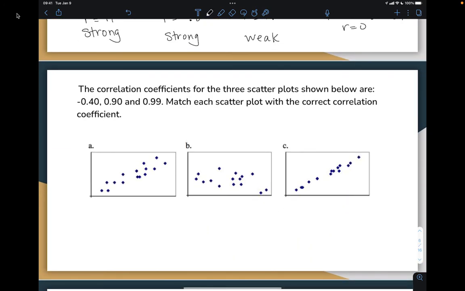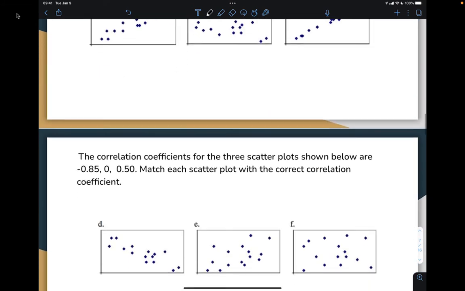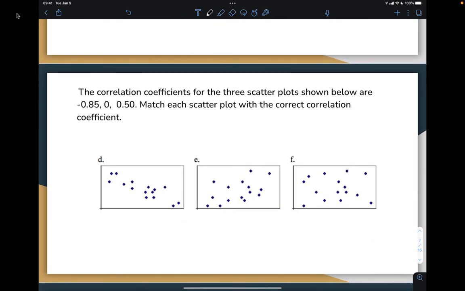All right. I would like you guys to go through this. The correlation coefficients for the three scatter plots shown below are either -0.4, 0.9, or 0.99. Match each scatter plot with the correlation coefficient. The next one. The correlation coefficients for the three scatter plots shown below are either -0.85, so pretty good, 0, meaning no correlation, or 0.5. Match each scatter plot with the correlation coefficient.